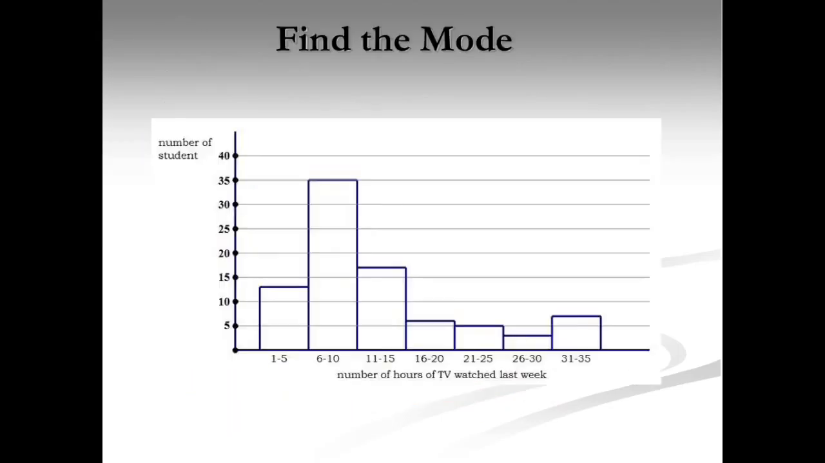For our final example, we have some data that represent students and how much TV they watch in a particular week. The first question is to find the mode. So to find the mode, we want to find the most often and most frequent occurring number, or in this case, category. And to do that, we just want to find the tallest column. So our tallest column represents the 6 to 10 numbers. So we could say that the most often occurring interval is 6 to 10 hours of TV.